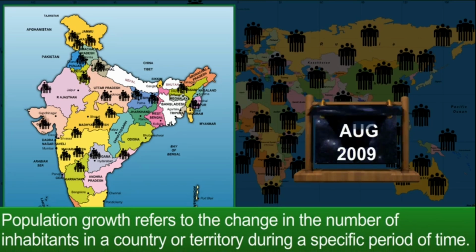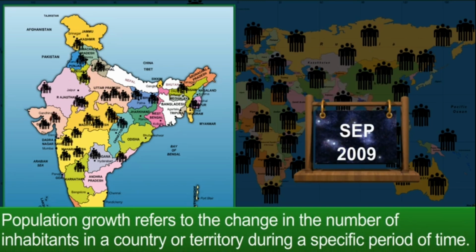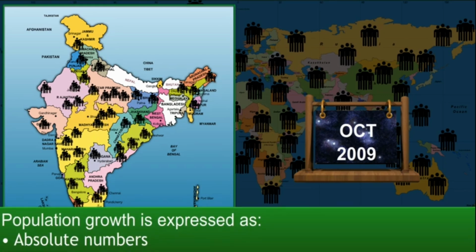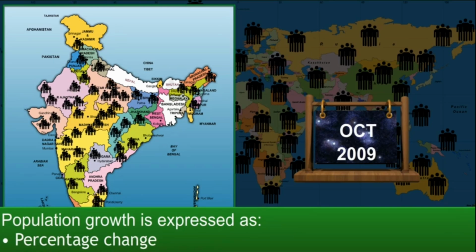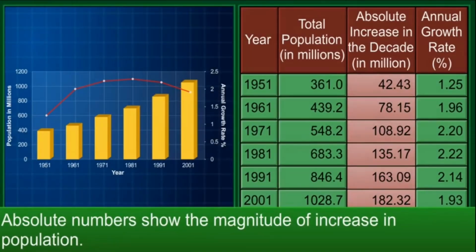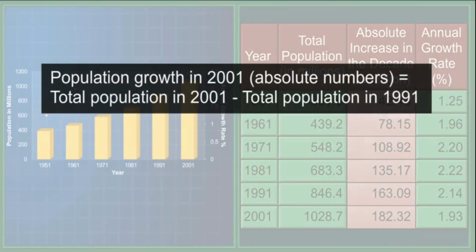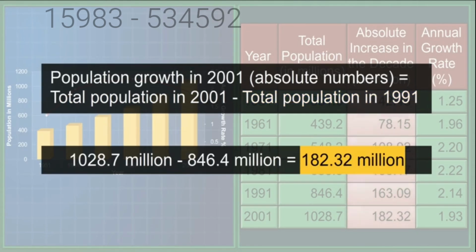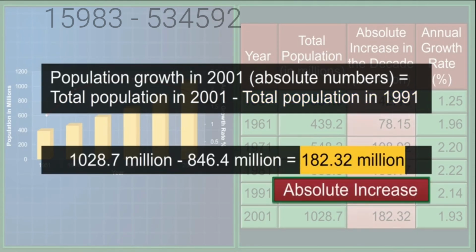Population growth is the change in population over time. It can be expressed in two ways: absolute numbers, and percentage change per year. Let's look at population growth expressed in absolute numbers. The absolute numbers added every year or decade shows the extent of increase in population. To obtain this number, we subtract the population of the earlier year or decade from the later year or decade. This is also referred to as the absolute increase in population.